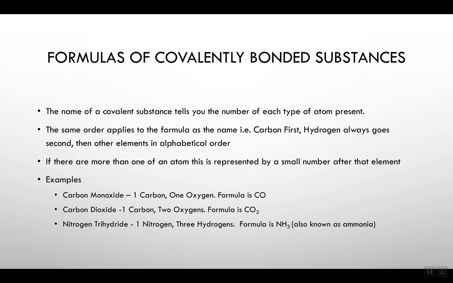formula will be CO. Say you had something a bit more complex like nitrogen trihydride. Nitrogen obviously, tri for 3, hydride for hydrogen, because remember we take the ending, we change it to IDE. So that tells you our formula is NH3. You'll sometimes also see this referred to as ammonia, but the systematic name would be nitrogen trihydride.